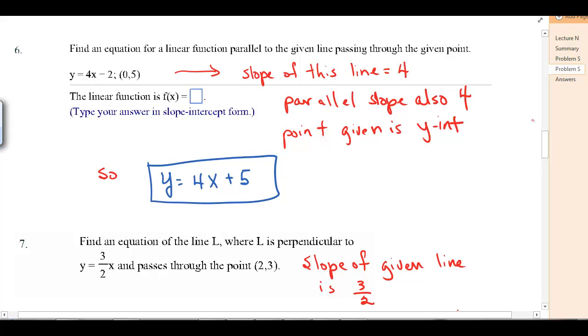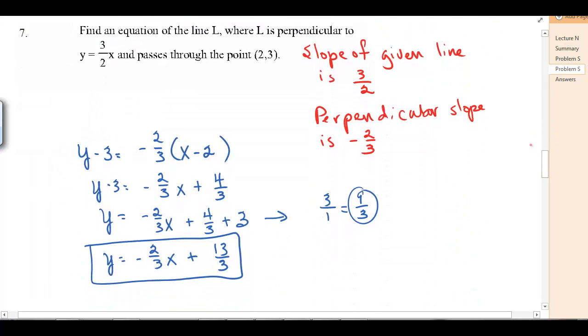Find an equation for a linear function parallel to the given line and passing through the given point. So you look at the line that you are given, and the slope of this line is 4. So if we're writing one parallel to that, our slope is also 4. The point that you're given, this (0, 5), we need to recognize if you have a 0 for an x value, you have the y-intercept. So the point given is the y-intercept, which would be 5. All right, so we have y equals 4x plus 5.